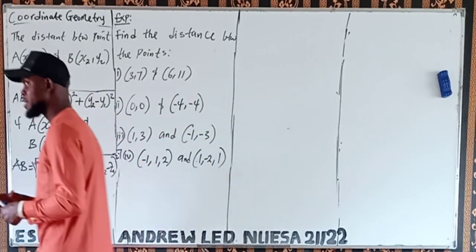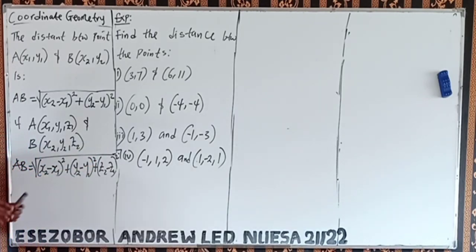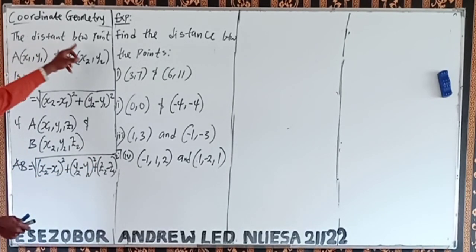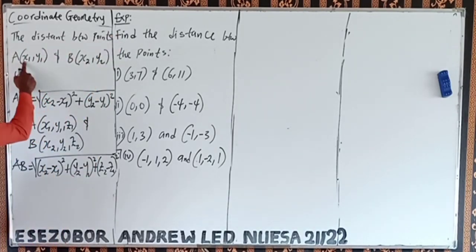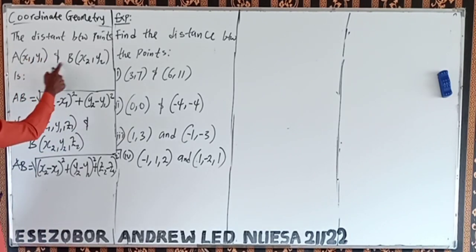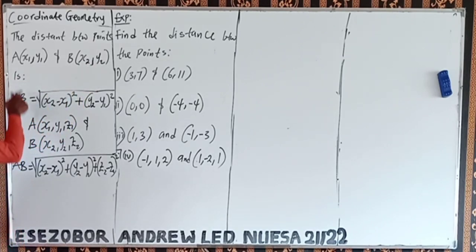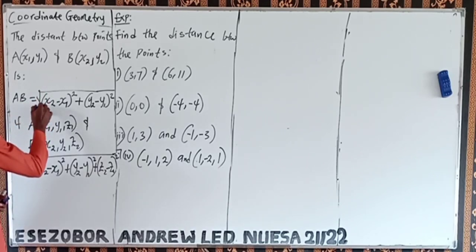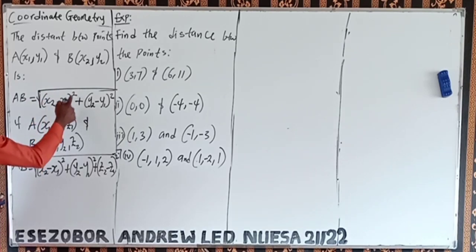So if you know the coordinates of points, and you want to get the distance between those points, and there are two points, the formula is that the distance between points A, with coordinates x1, y1, and B, with coordinates x2, y2, is AB. That is the distance from A to B. Moving from A to B, we have it equal to the square root of x2 minus x1 squared plus y2 minus y1 squared. That is the distance between two points.